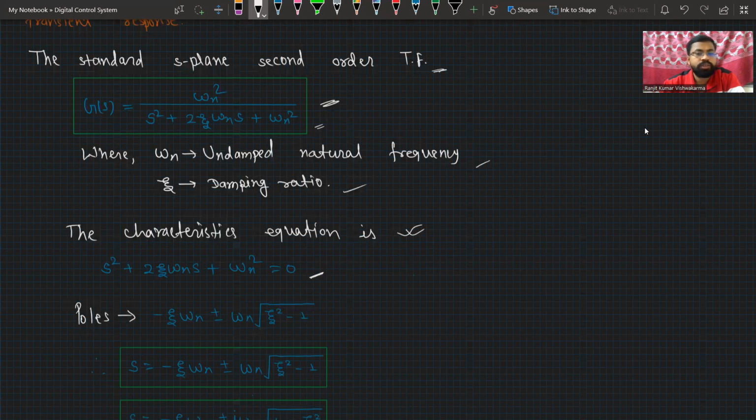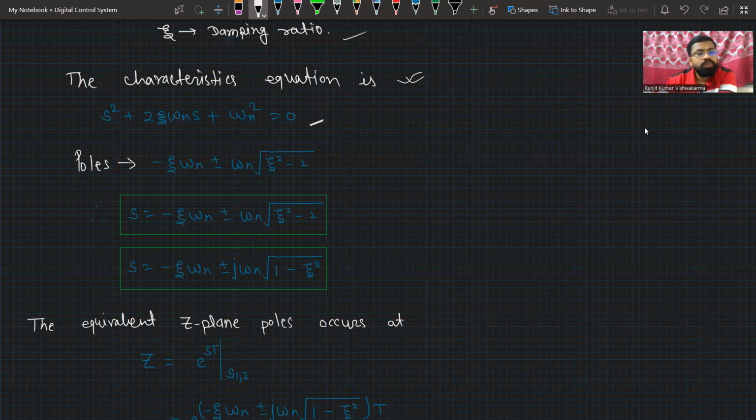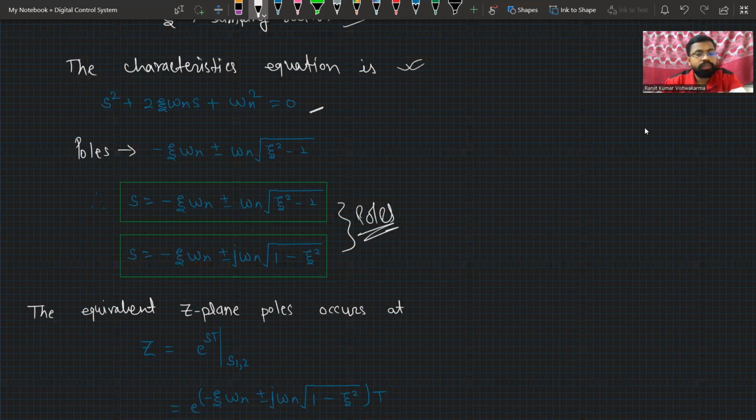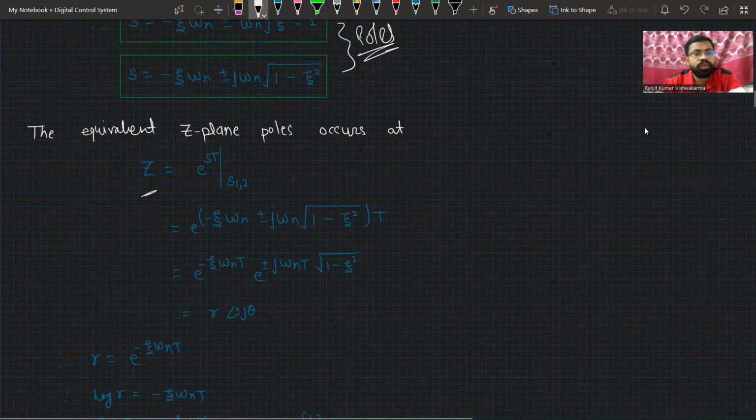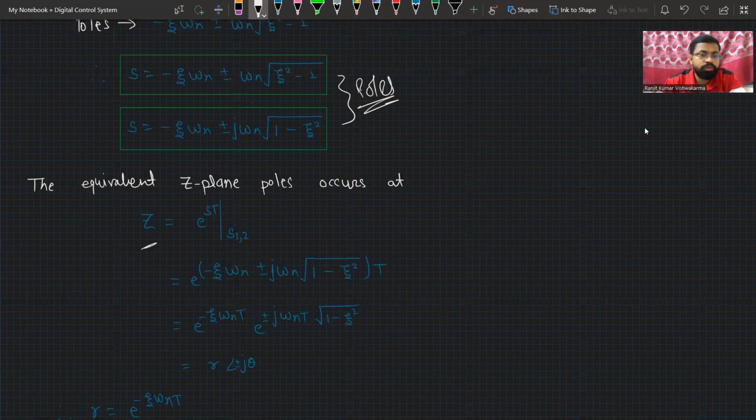I have already discussed these things. Now, poles means just substitute the characteristic equation equal to 0, and whatever values of s come, those are our poles. So these two values will be the poles. Now for the equivalent z plane, what we have to do is put z equals e to the power sT, and from here you can calculate the value of s. Otherwise, s is already calculated, so substitute the value of s here and you will get the z value. In the z plane we have to see the constant values in terms of z.